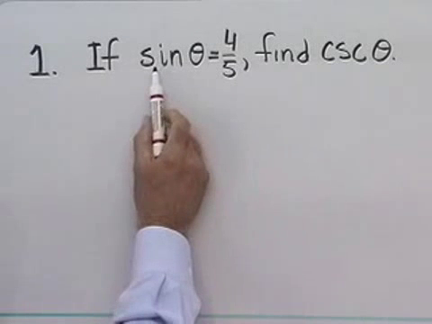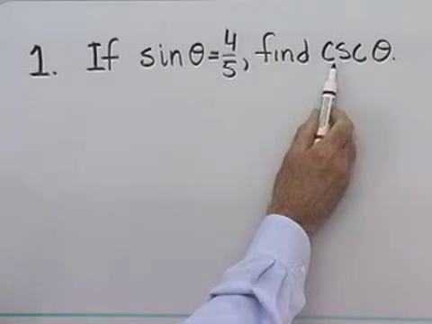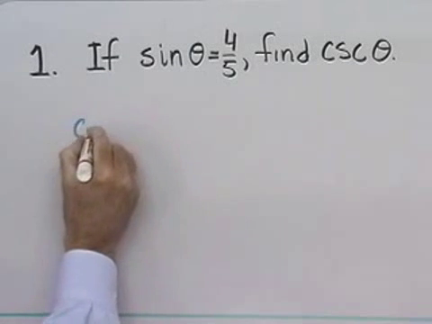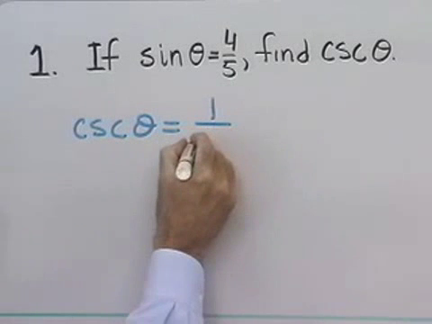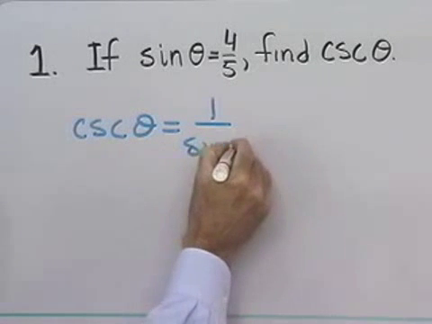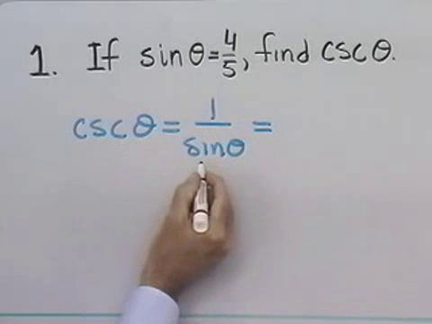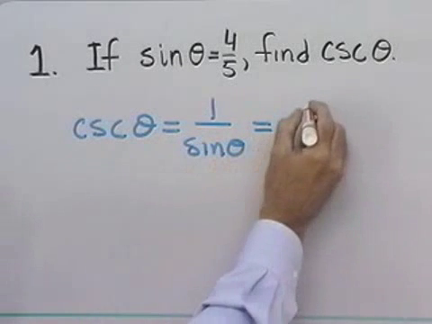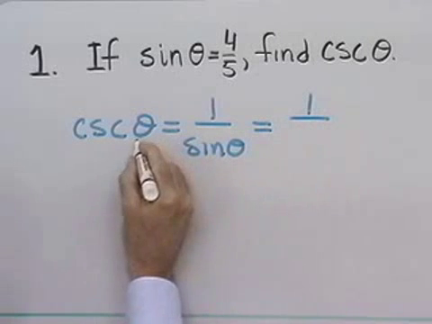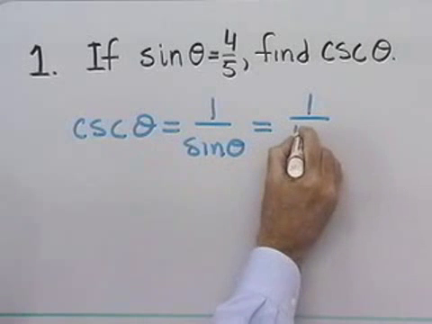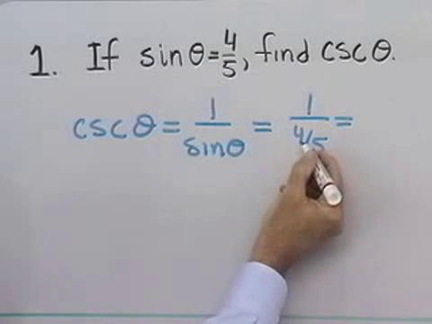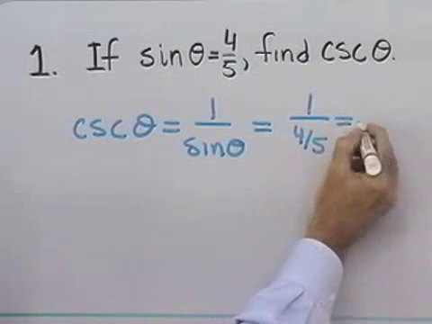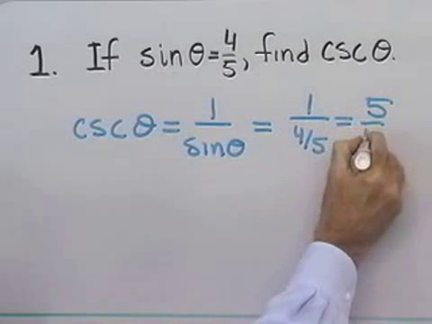Well, we've memorized that sine theta and cosecant theta are reciprocals. That is, cosecant theta is always equal to 1 over sine theta. That is one of our reciprocal identities. That means that, in this case, cosecant theta will be 1 over 4/5. When I take 1 and divide by 4/5, I multiply by its reciprocal, and I end up with 5/4.